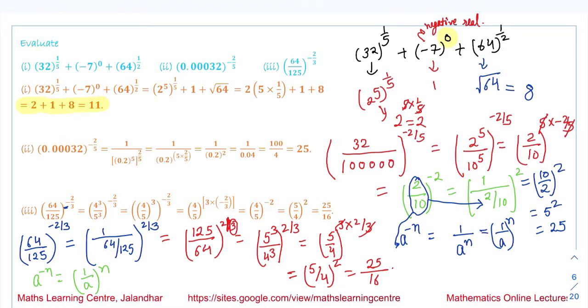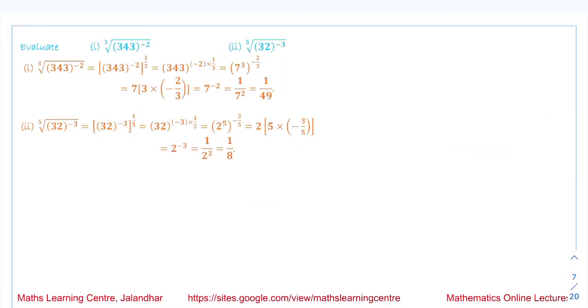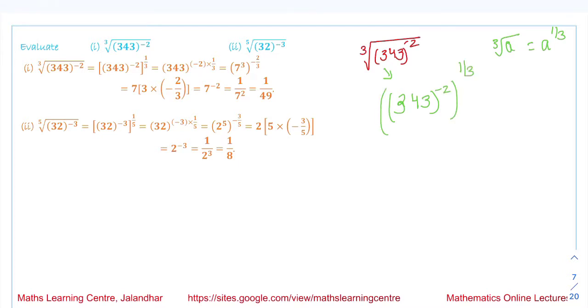Now the next two questions are based on the radical signs. In the first part, we are talking about the cube root of 343 raised to the power minus 2. The first thing we know is, whenever it is a cube root, the cube root of a means a raised to the power 1 by 3. It means this question will become (343 raised to the power minus 2) and the whole raised to the power 1 by 3.